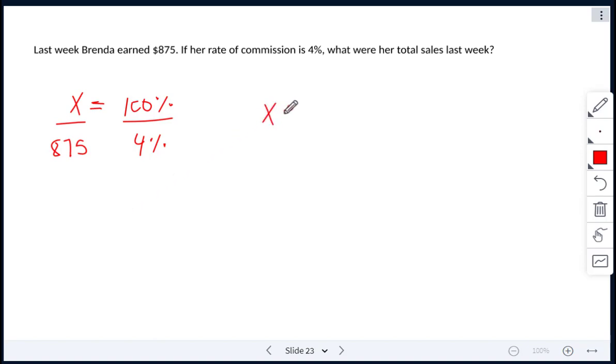Okay, so same thing here. We're going to multiply, cross multiply. So 875 times 100, we're going to divide by 4. Okay, so you put that in your calculators. And the answer is 21,875.